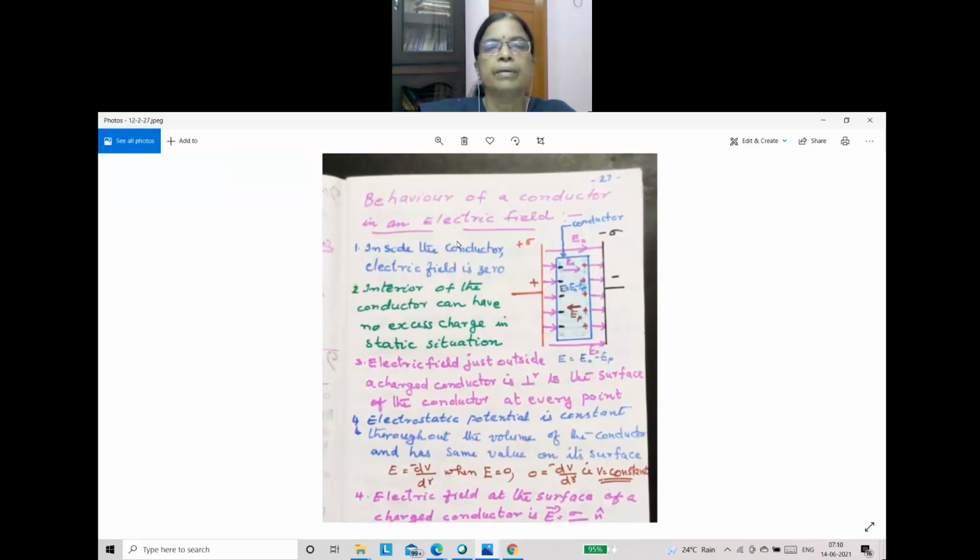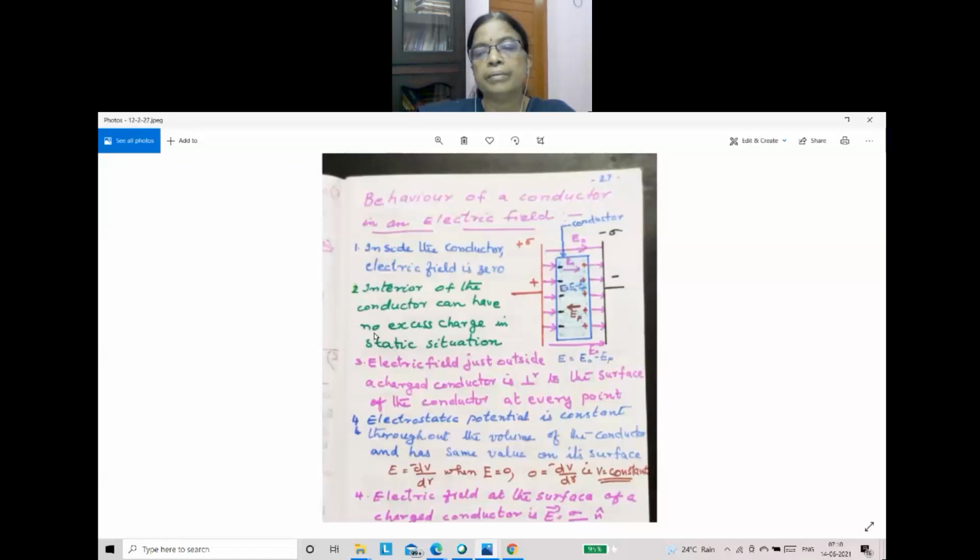Behavior of a conductor in an electric field. Children, how will you produce an electric field? Please tell anyone. How will you produce an electric field? Anyone?